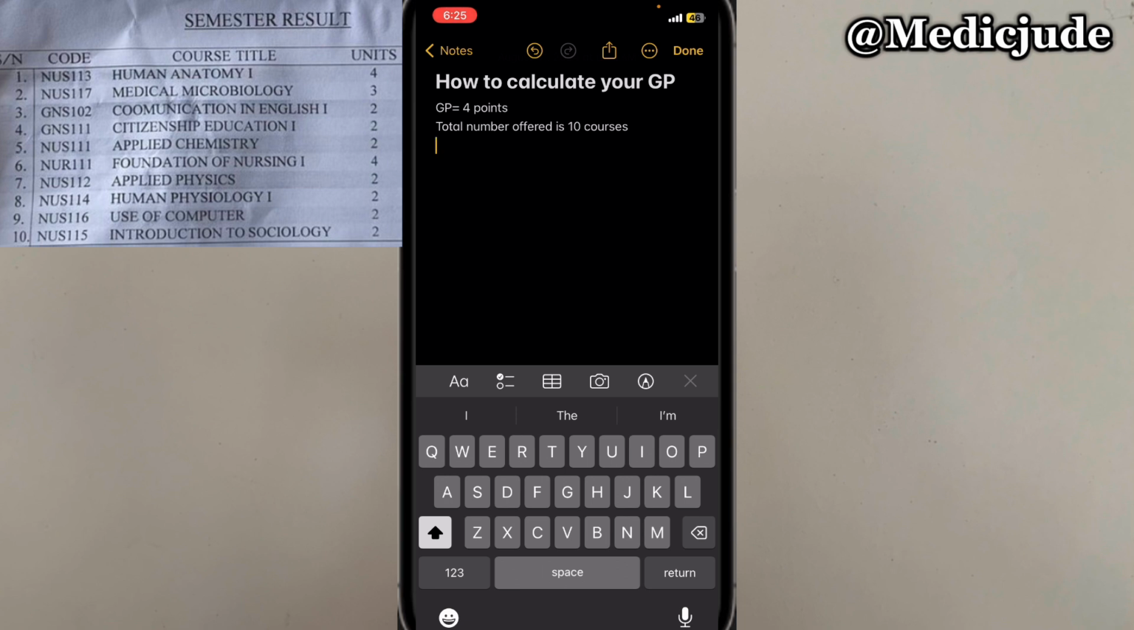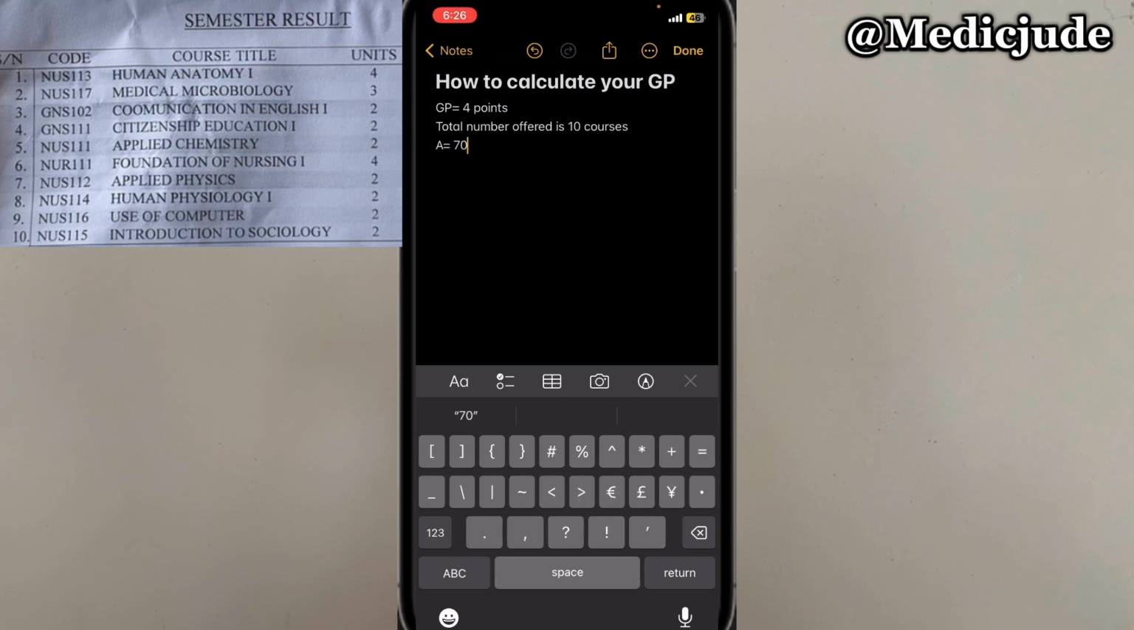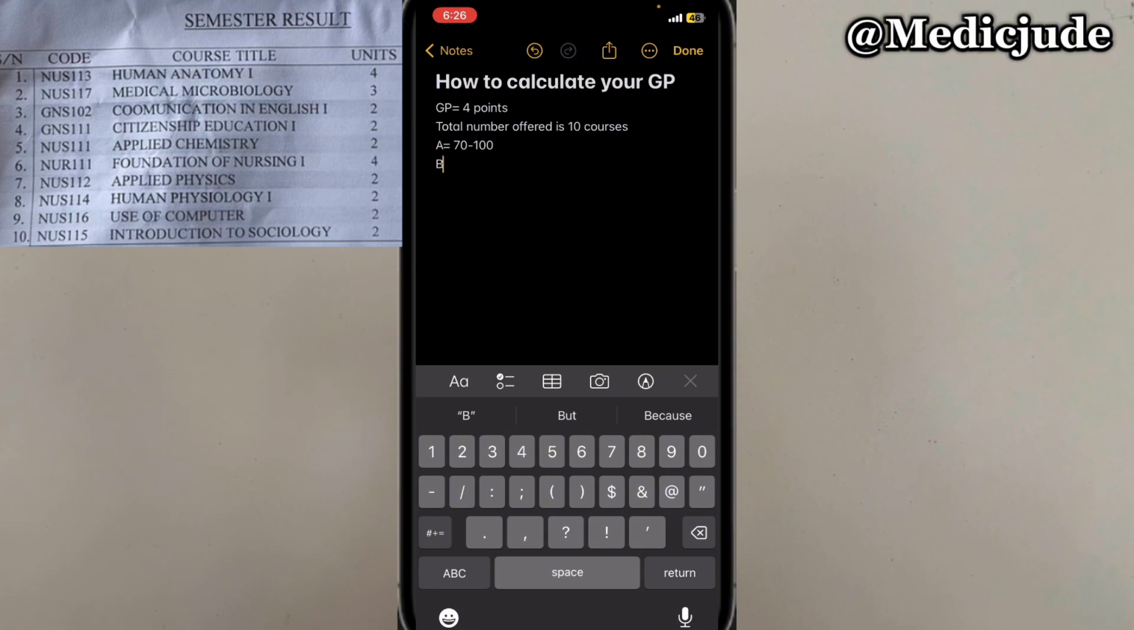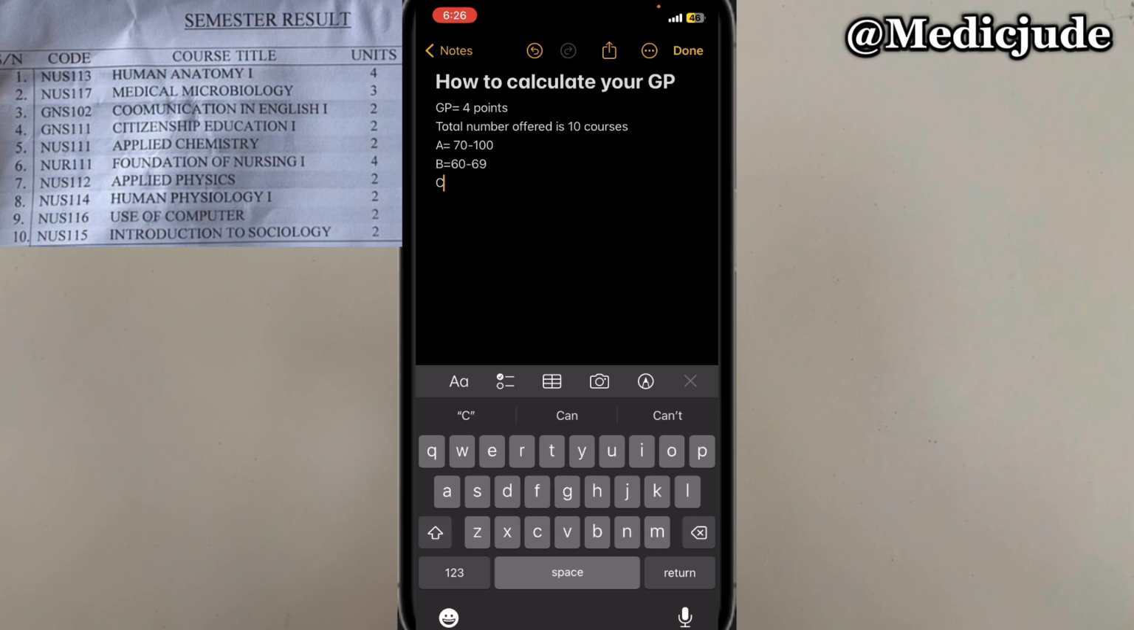So here is how they assign the marks. On the A grading, if you score from 70 and above, so 70 to 100, then you're in A grade. If you score B, that of B is 60 to 69. That of C is 50 to 59.